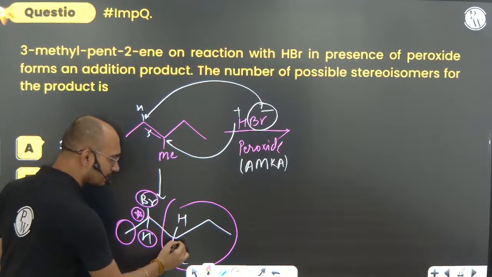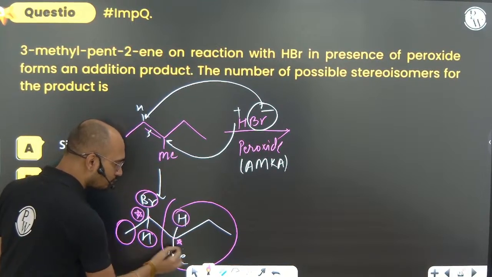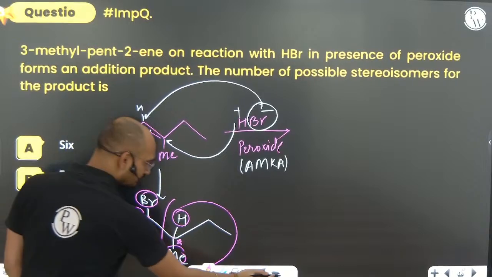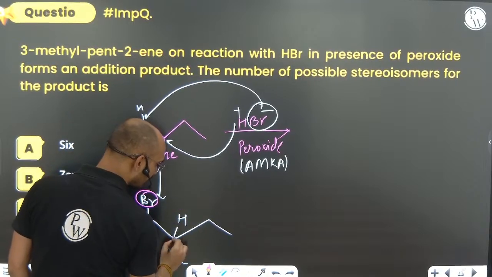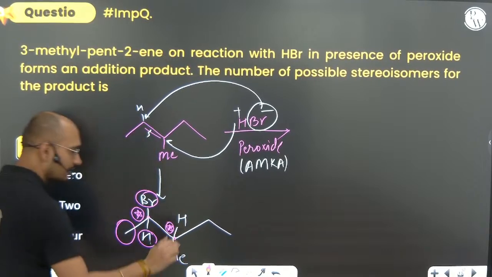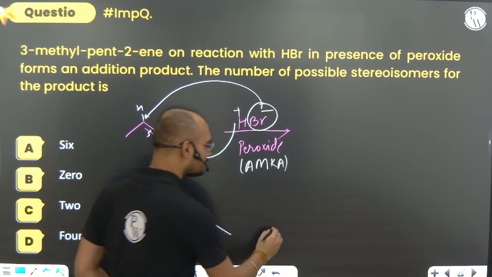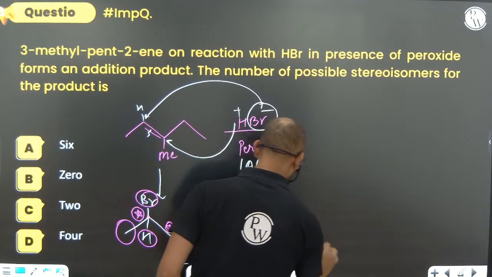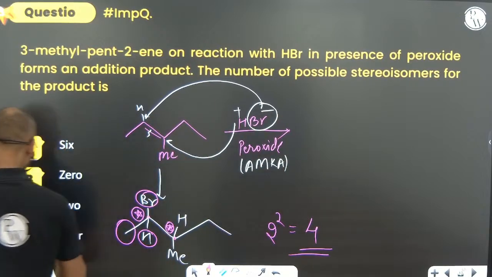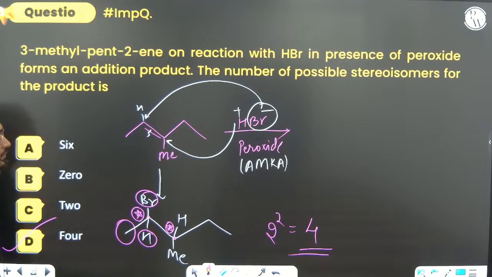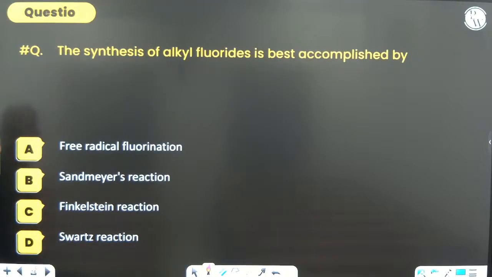Is this also a chiral carbon? Yes, it is also, because all different groups are there. Can you see? Because all the different groups are there, so this is also chiral. So how many chiral carbons are there? 2. Is there any kind of symmetry? No. If there is no symmetry, directly the formula is 2 to the power 2. That is how much? 4. 4 different possible stereoisomers or stereo products will be formed.